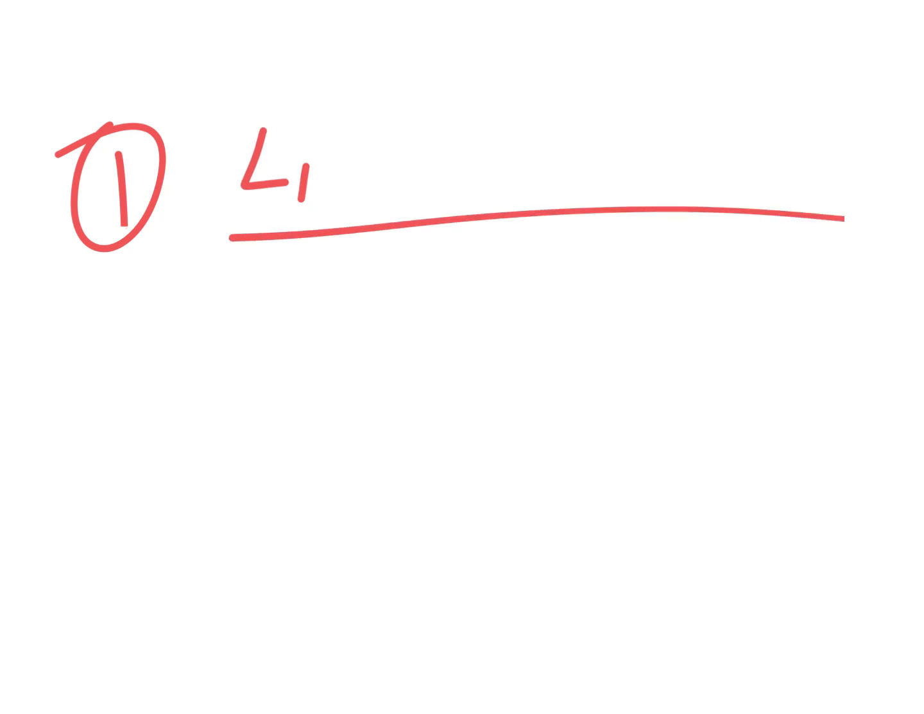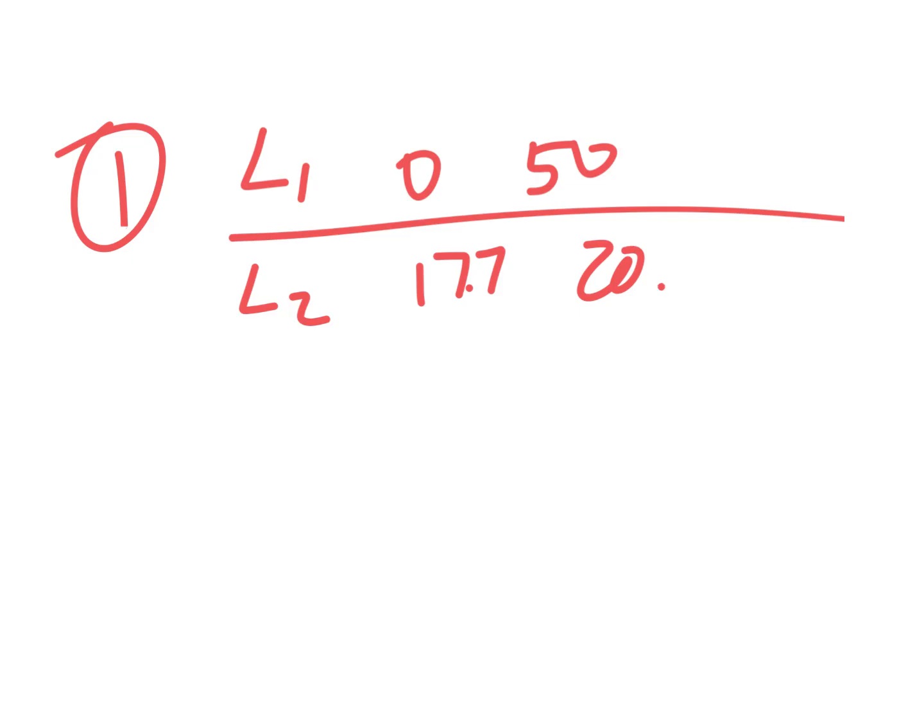All right. For number 1, let me push it back a little bit so I can see it. Thank you. So it looks like mass, which is L1, going across, and then length, which is going to be L2. And then they got 0 and 50 and so on, 17.7 and 20.4. So enter in all your data, and then what's the first question about it?